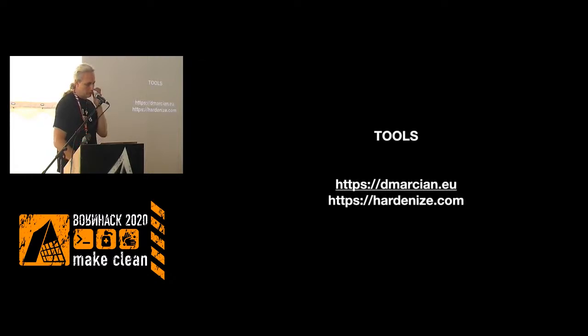But use these two tools. Dmarcian, as I said, is free for personal use. If you're a commercial user, you can pay a bit for the service, and I do that where I'm currently at. Also, there's hardenize.com, which is a generic tool for hardening all of your infrastructure. It also checks your TLS setup and stuff like that. It's an invite-only site, but ask for invites. They're pretty fast to let you in.